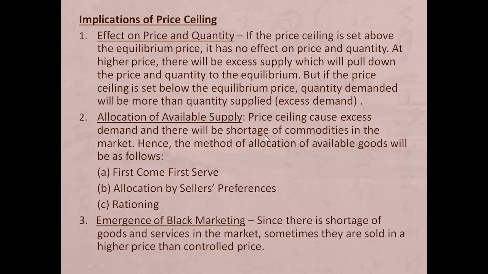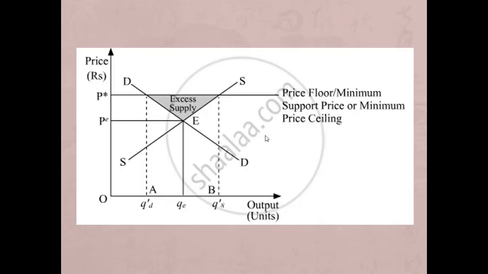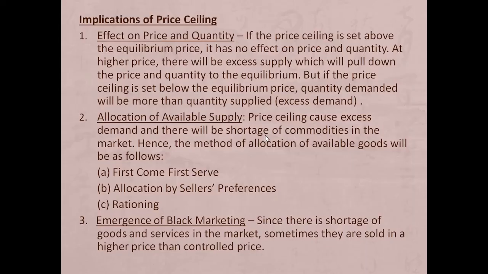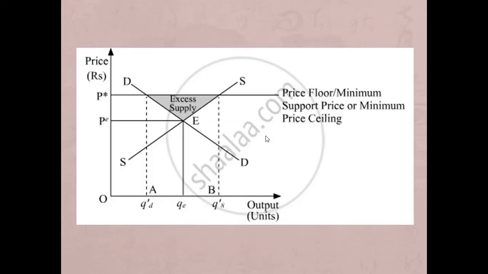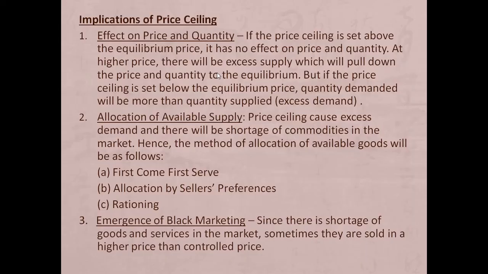Since the price ceiling doesn't allow the sellers to sell the commodities at a higher price level, which is what they want, this price ceiling also causes excess demand. It will cause the excess demand in the market. So to tackle this situation, these three conditions are there.